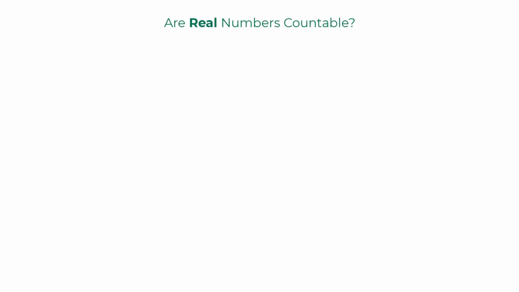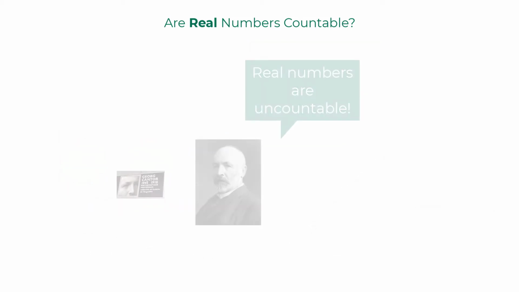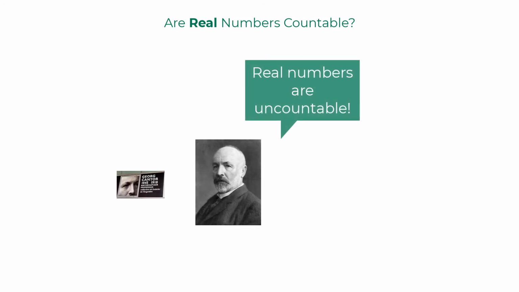What about the set of real numbers? Between a pair of natural numbers, there are infinite real numbers. Real numbers constitute numbers that are not rational, like pi or root 2, which have an endless stream of numbers after the decimal point. Cantor proved real numbers are uncountable.